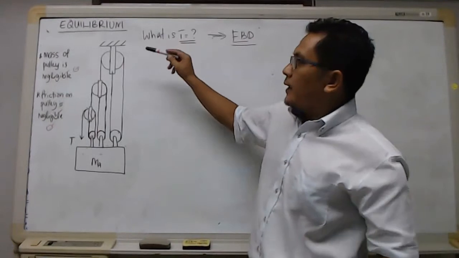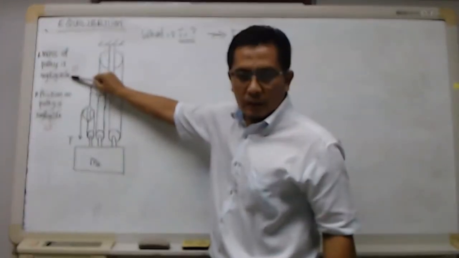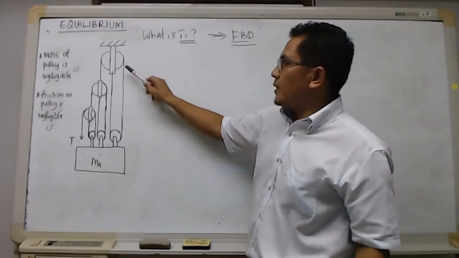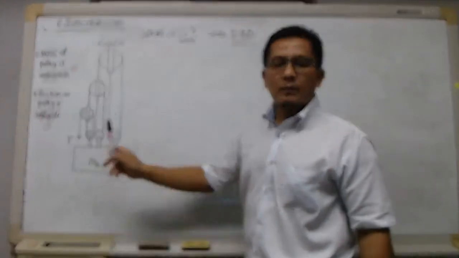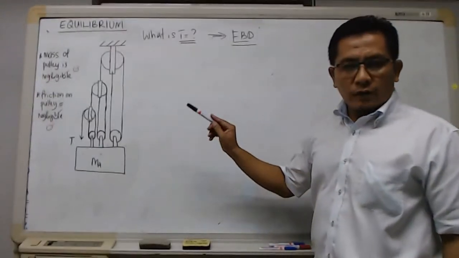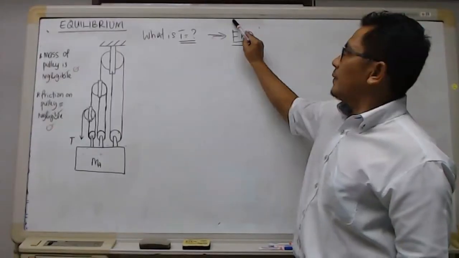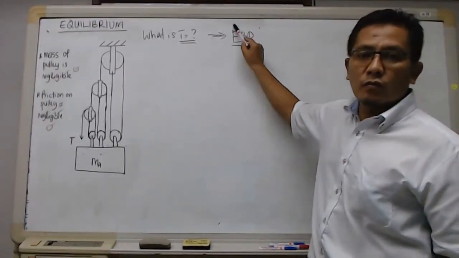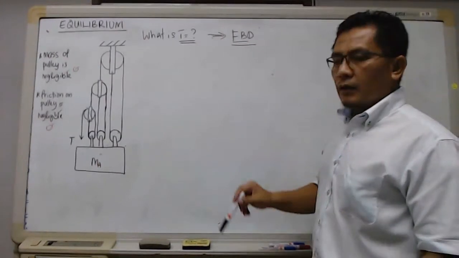Given that the mass of all the pulleys here is negligible, and the friction between the cable and the pulley is also negligible, I mean it's equal to 0. To solve this one, of course, we are to find the T, and the number one thing you have to do is you must be able to draw the FBD correctly. So how to do it?